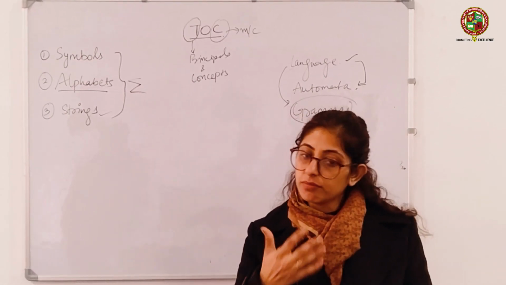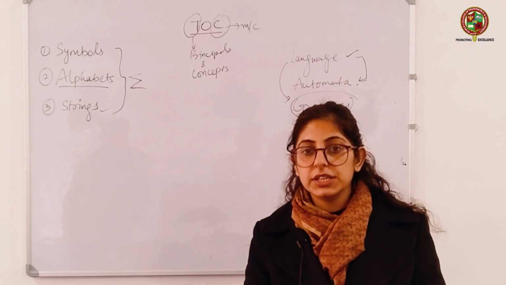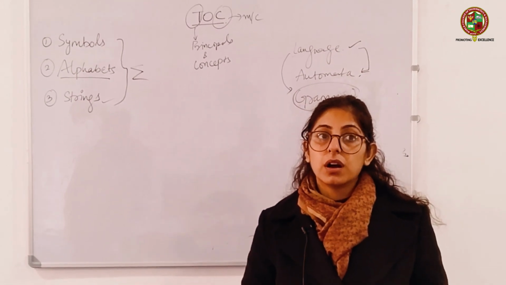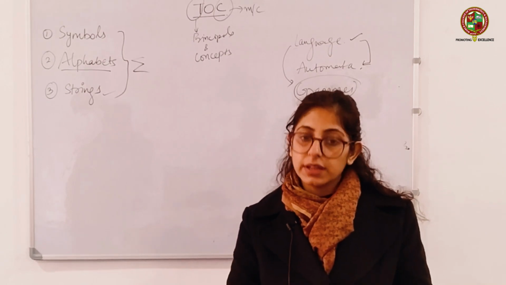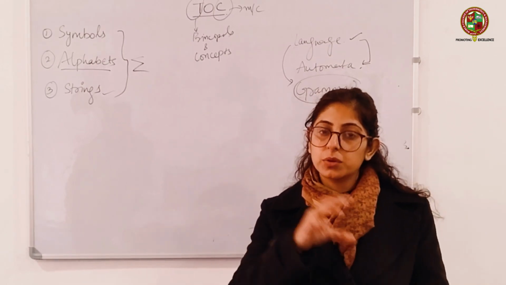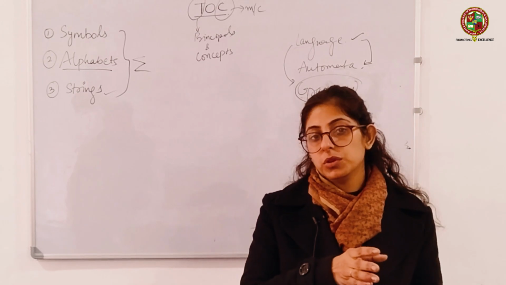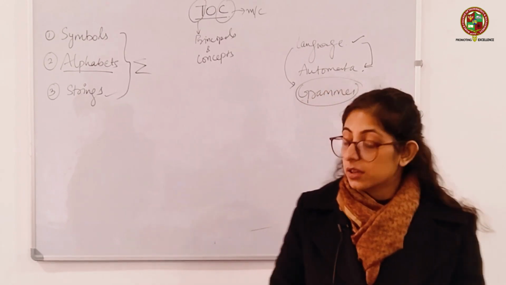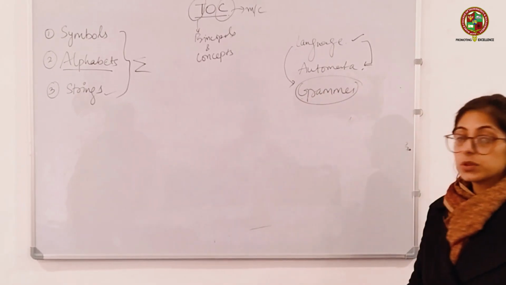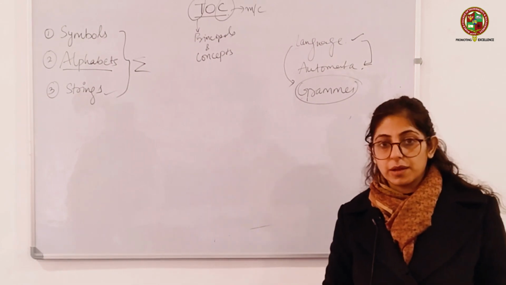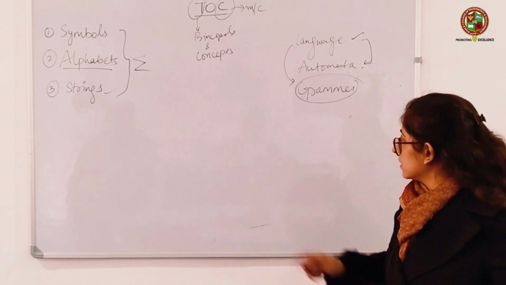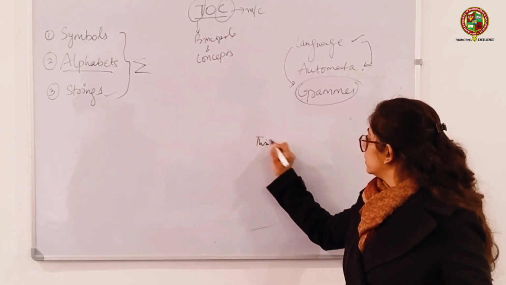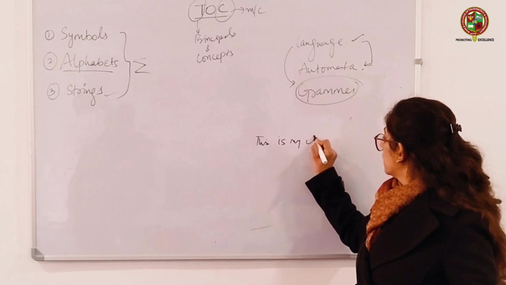When we interact with each other, what do we do? If I am interacting with you in English or in Hindi, then I have my own grammar, like where I have to use is, are, am. Similarly, the machine also has a grammar. Our example is: this is my class.